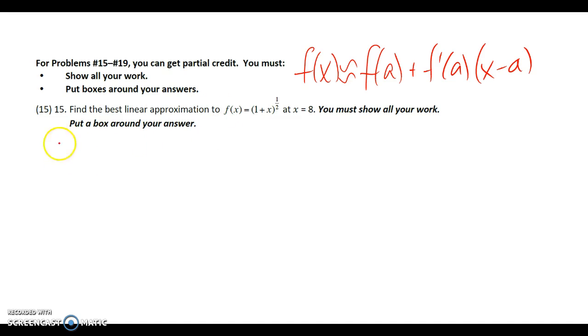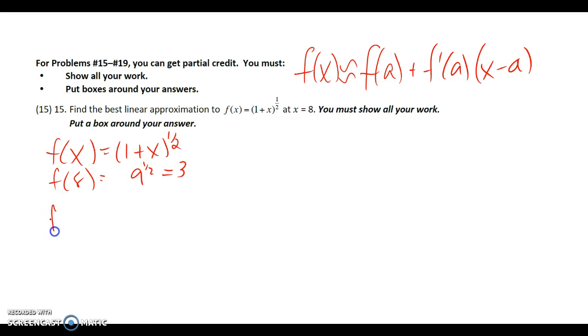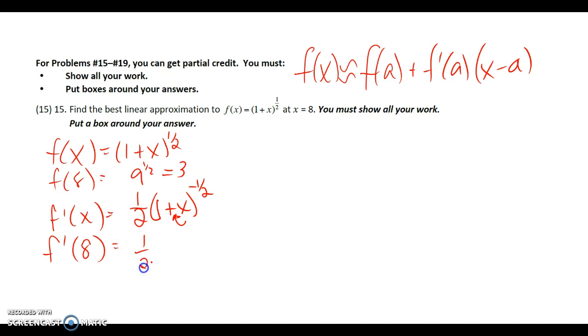All right, f of x is (1 plus x) to the 1/2. So if we evaluate that at 8, it's 9 to the 1/2, which is 3, right? So let's take the derivative. That'll be 1/2 times (1 plus x) to the negative 1/2. The derivative of the inside is just 1. Let's evaluate the derivative at 8. It's 1 over 2 times the square root of 1 plus 8. So this is the square root of 9, which is 3. 3 times 2 should be 1 over 6.